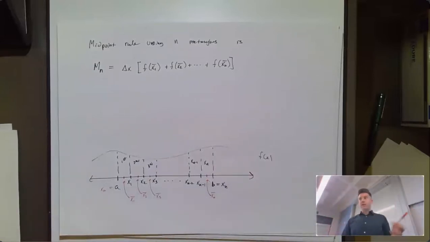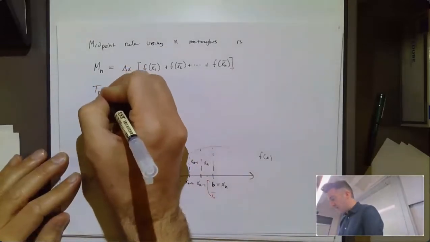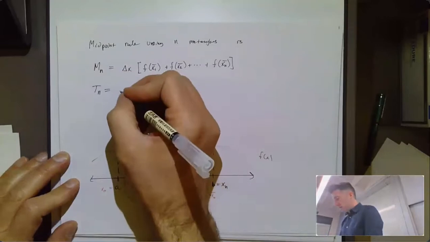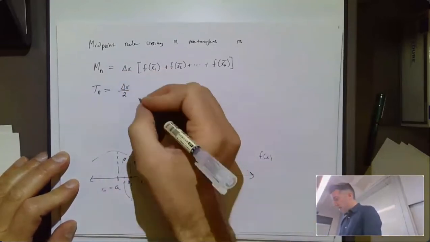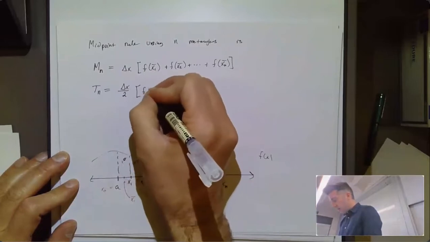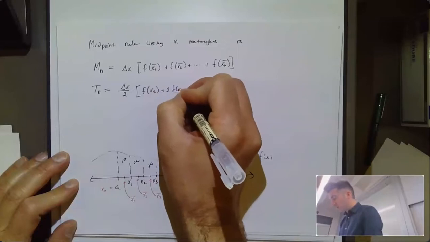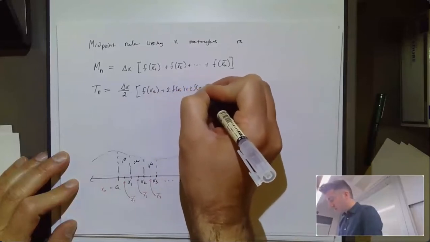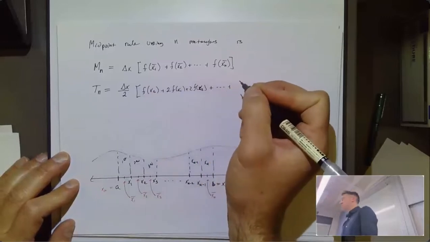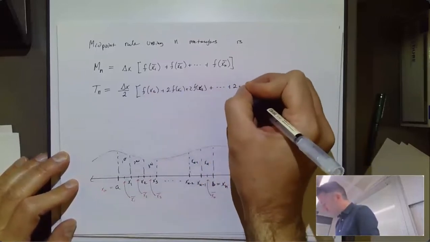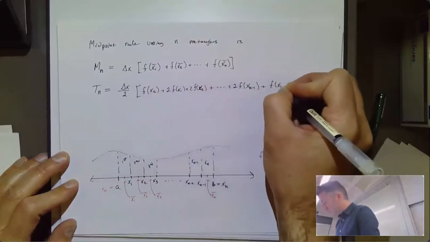We're using those midpoints. And then for the trapezoid rule using n rectangles, it's going to be your delta x divided by 2, and then f of x naught plus 2 times f of x1 plus 2 times f of x2 plus all the way to 2 times f of x sub n minus 1 plus 1 times f of xn.